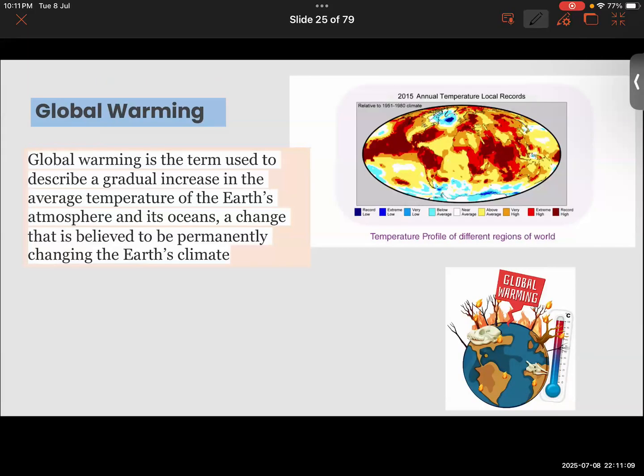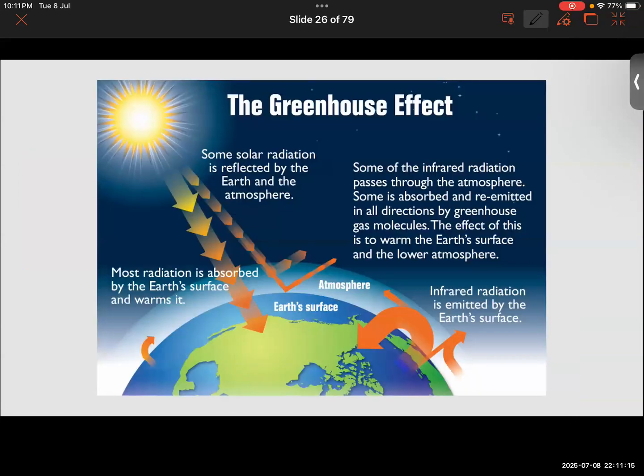Further, you guys know about the greenhouse effect, right? How it is interlinked with global warming. Also, I believe you guys know about the greenhouse gases. What are the different greenhouse gases? Name some of them. Carbon dioxide. Right. Methane. Good.